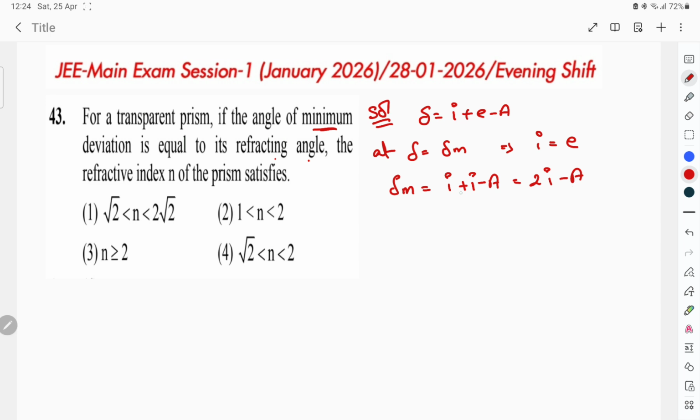And in the question itself it is given that minimum deviation is equal to the refracting angle. So here delta m again is given as A. If you substitute here, A is equal to 2i minus A. From that, 2i is equal to 2A, so A is equal to i. So this one we will keep aside.